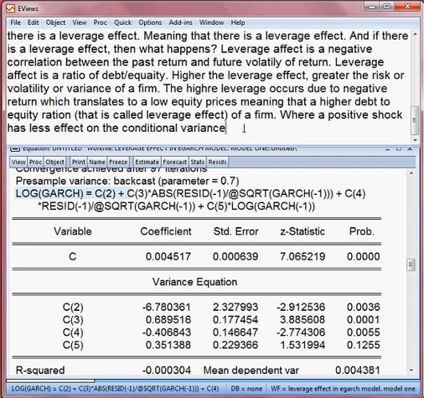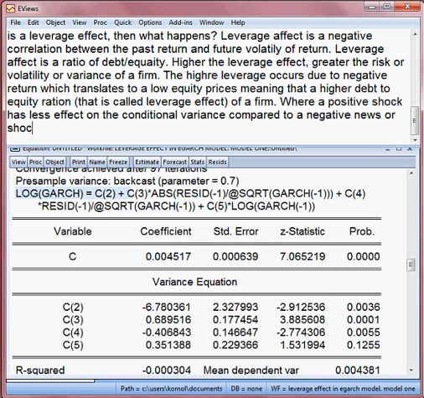So where a positive shock has less effect on the conditional variance compared to a negative news or shock, it is known as the leverage effect.